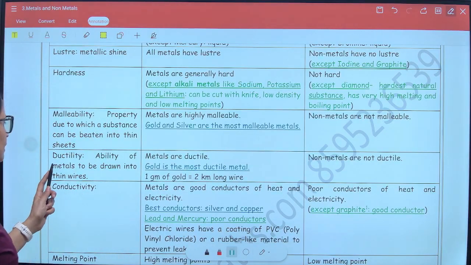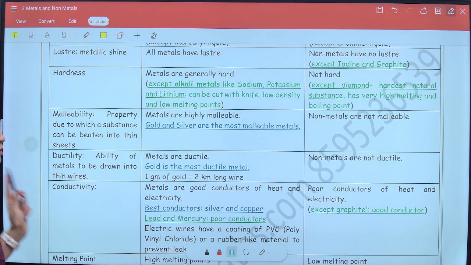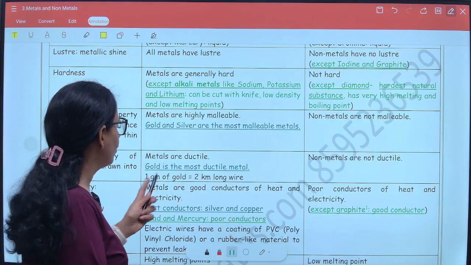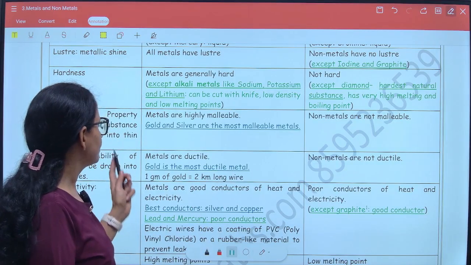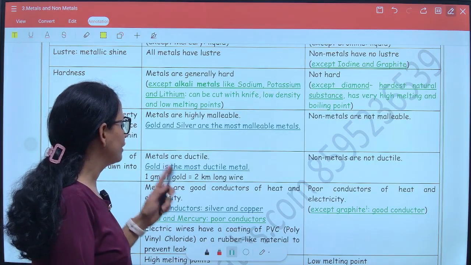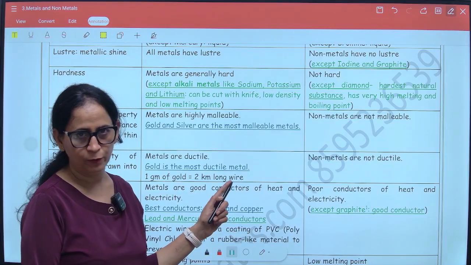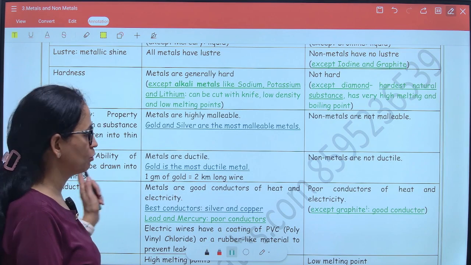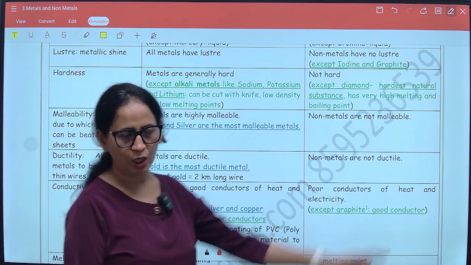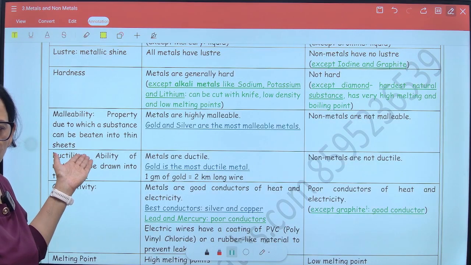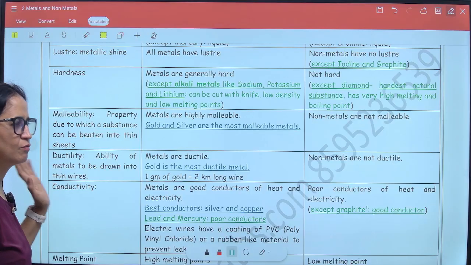Next property is ductility. It is the ability of a metal to be drawn into thin wires. Now we have all the gold jewelry made of gold. Why? Because gold is the most ductile metal. Metals are generally ductile. Gold is the most ductile. Just 1 gram of gold can be drawn into a 2 kilometer long wire. So just remember this fact. It is given in your NCERT book, very important from MCQ perspective. Non-metals are not ductile. So don't get confused between malleability and ductility. Malleability is the ability to be beaten into thin sheets, and ductile means wires.